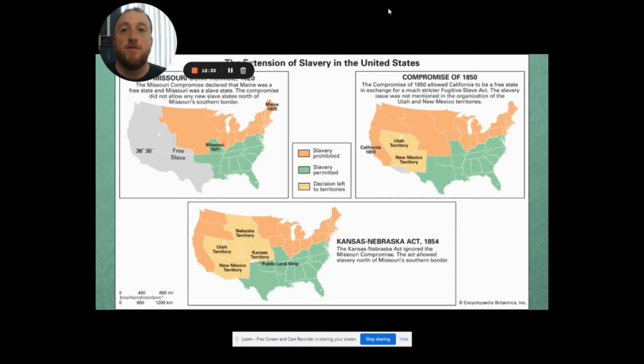Then we go 30 years into the future, to the Compromise of 1850, and you can see on that map a lot of things have changed. For the most part, the 36°30' line was being used, but the problem is that you have California now being admitted as a free state, so that's why you see it's orange there. Okay, I'll use my little mouse here so you can see where it's orange. So that goes against the 36°30' line, right in the middle of it. But then you have, remember, the territories of Utah and New Mexico.